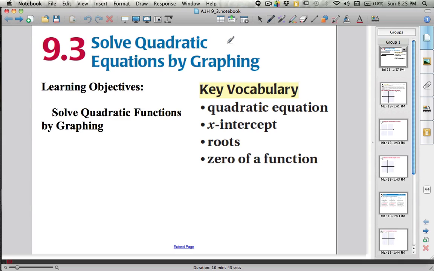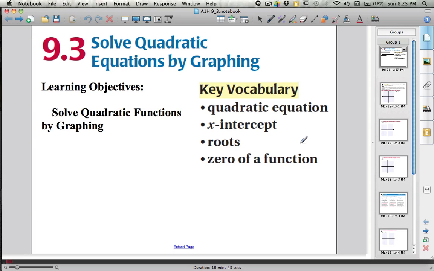In 9.3, we're going to work at solving quadratic equations by graphing. And that is our learning objective, to solve quadratic functions by graphing. Our key vocabulary is what is a quadratic equation, what is an x-intercept, what are roots, and what is called the zero of a function.